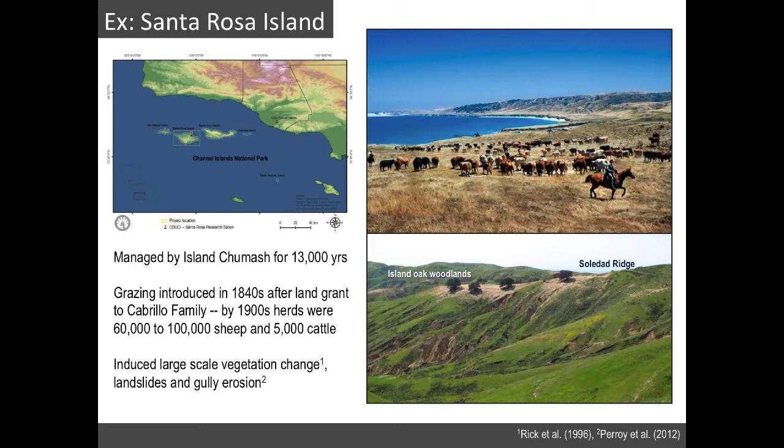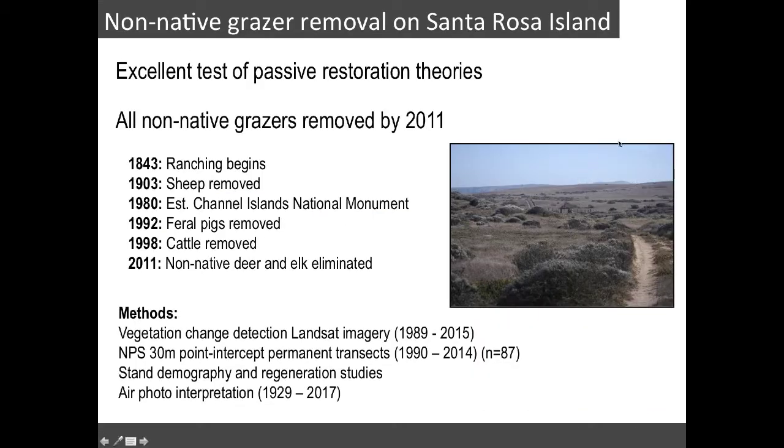And so grazing had a significant impact on Santa Rosa Island and the vegetation. And now in 1986, Santa Rosa Island was incorporated into the Channel Islands National Park, and non-native grazer removal began. This is really an excellent test of passive restoration theories. And for the purposes of our class, a really good illustration of managing disturbance for vegetation management, restoration of vegetation.